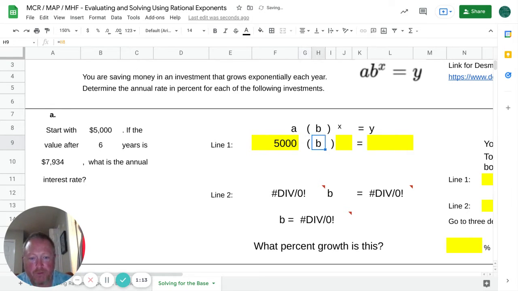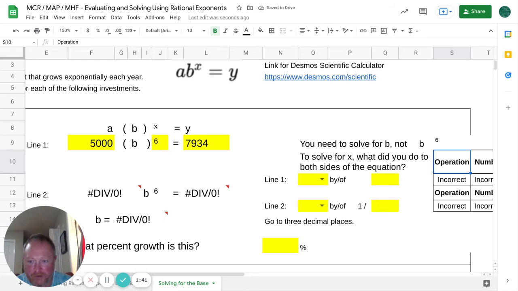Anything yellow is where you substitute in numbers. We don't know what the base is; we're trying to figure that out. And then it's being multiplied repeatedly at a certain percentage for 6 straight years, so to the exponent of 6. And over here is the final value. That's the y value at the end, so 7,934. I type that in. Enter.